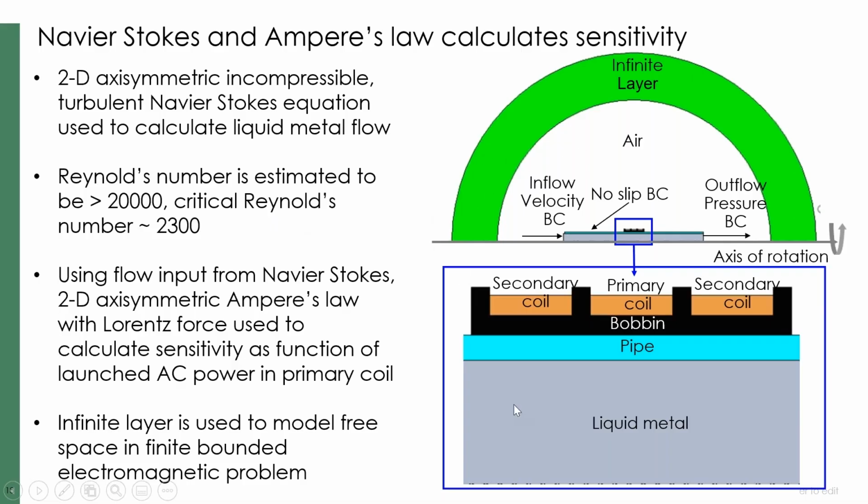So the right shows you an image of the geometry and the boundary conditions. For the Navier-Stokes, this is a very standard inflow velocity boundary condition with the outflow pressure boundary condition. And on the walls of the liquid metals is the no-slip boundary condition. So once we have the flow, that serves as input into the Ampere's law, and it has additional Lorentz force so that we can capture the flow terms. And this is used to calculate the sensitivity that I mentioned on the previous slide.